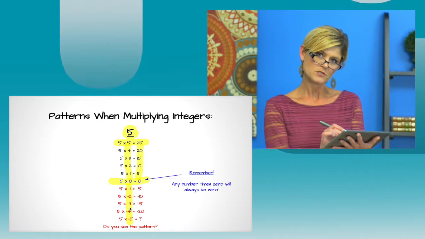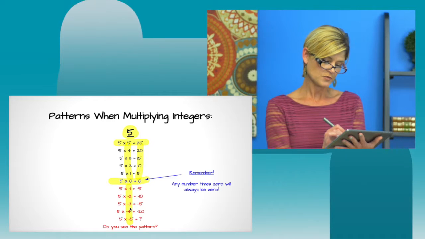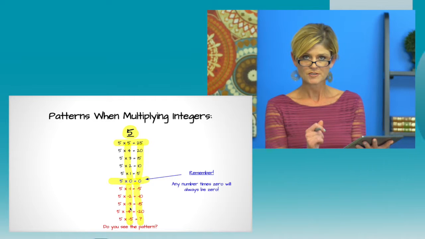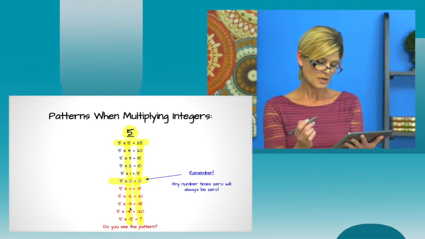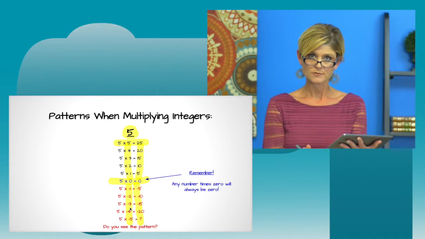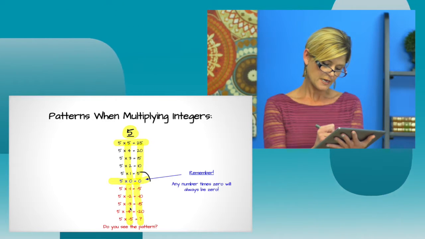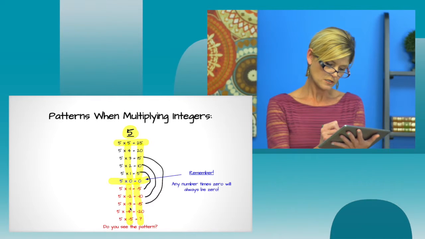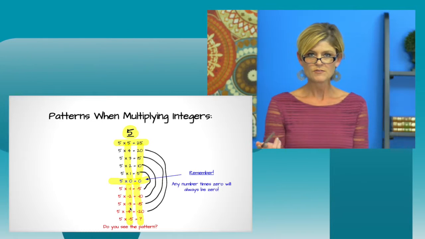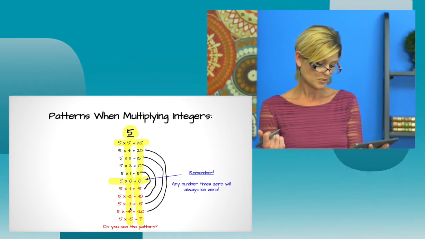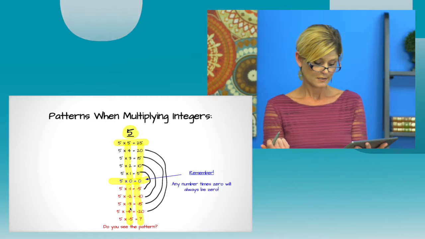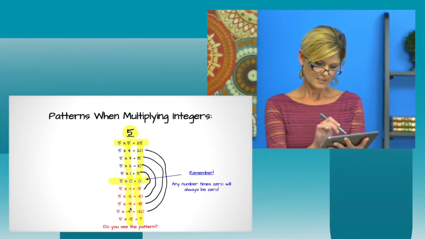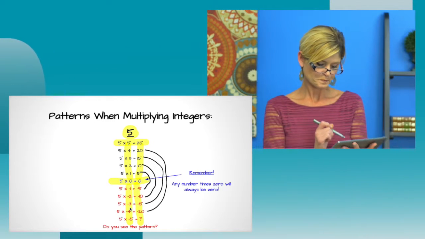So if we counted down by 5s, 25, 20, 15, 10, 5, 0, then we start multiplying by negative integers. 5 times negative 1, negative 5. 5 times negative 2, negative 10. You'll see the pattern: 10 to negative 10, 15 to negative 15, 20 to negative 20, and even without doing the math, you should be able to determine what 5 times negative 5 is. Negative 25. You're just counting by 5s into the negative. Kind of a neat pattern to follow.